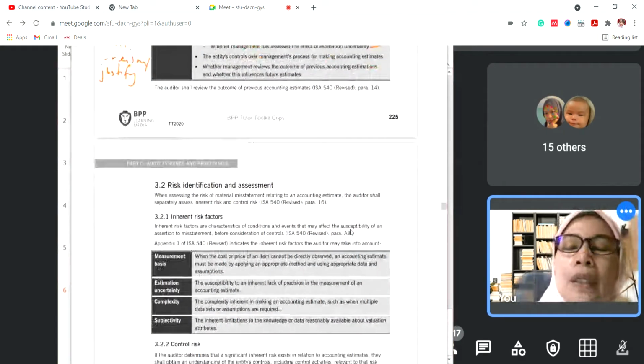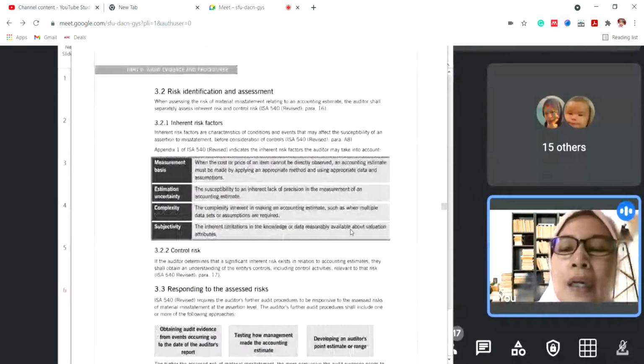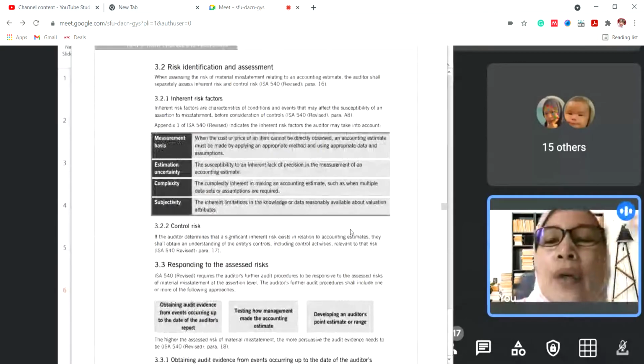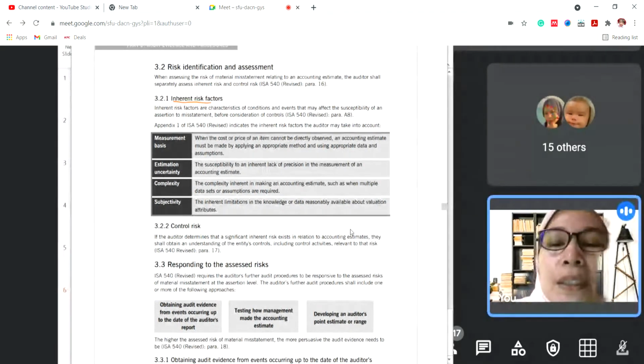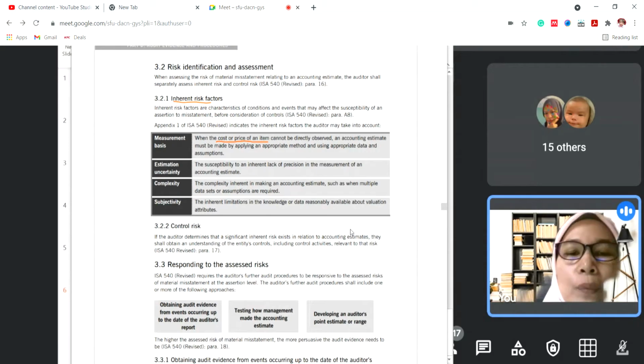And then other than that, you have to look at the inherent risk factors when they consider the estimation. Look at the basis of the estimation. The basis may be the cost or price of an item, where it cannot be, when you audit the company normally.